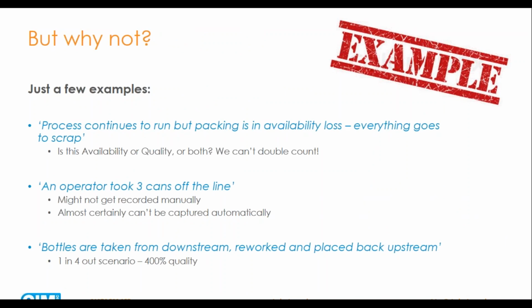So my process continues to run, but packing is experiencing some kind of availability loss, some kind of machinery down. And everything at that point is going to scrap. So I'm just going to open up some kind of guard and all of my bread buns or all of my glass bottles are just going to go to scrap at that point. So you can ask yourself the question, is that availability, or is it quality, or is it both, or is it availability with scrap but not quality?